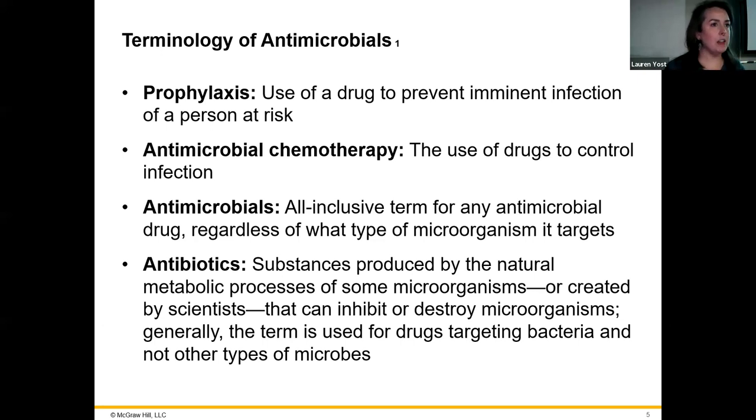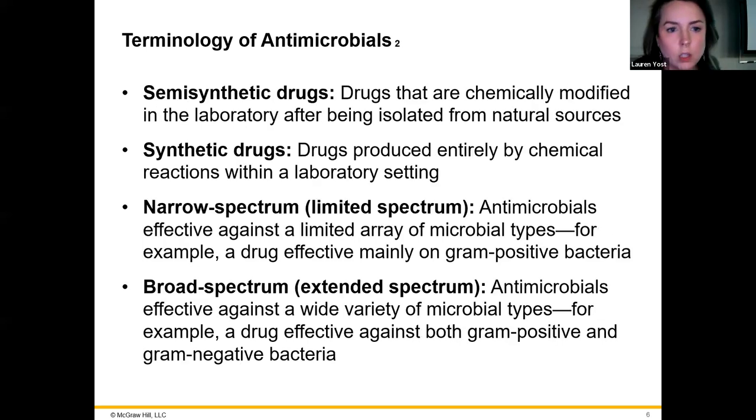Antimicrobial chemotherapy in general. That's a nice fancy term for drugs that kill microbes, right? And don't confuse antimicrobial and antibiotic, okay? Antimicrobials refers to any drug that will kill any microbe. That's a broad term. Whereas antibiotics are drugs that are used to treat bacterial infections specifically, right? So for antibiotics, only bacteria. So you see B, think bacteria.